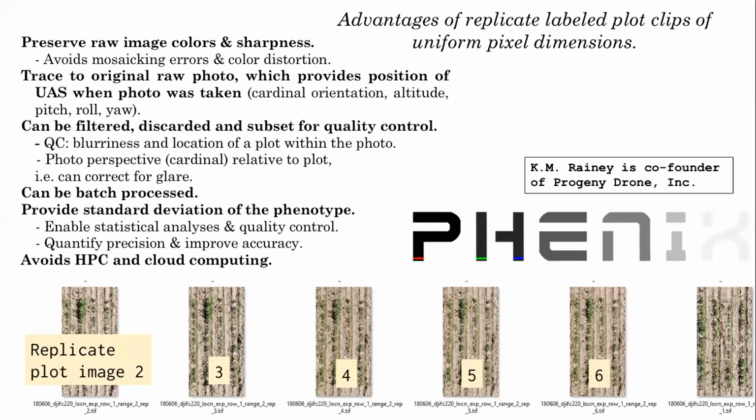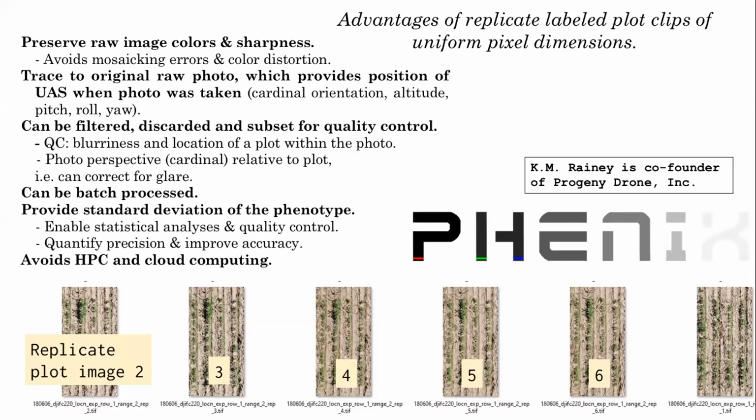Your plot clips can be filtered, discarded, and subsetted for quality control, like you can QC for blurriness or the location of a plot within the photo, with the higher quality plot clips coming from photos where the plot's sort of in the middle or on nadir perspective to the plot. You can also correct for glare, etc.